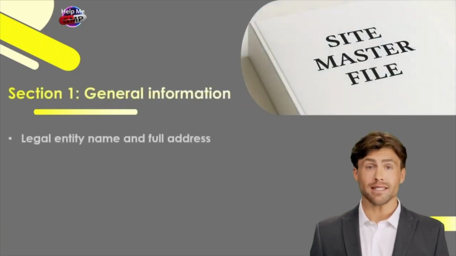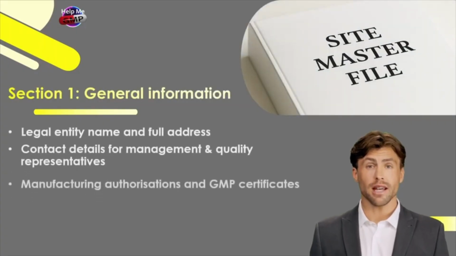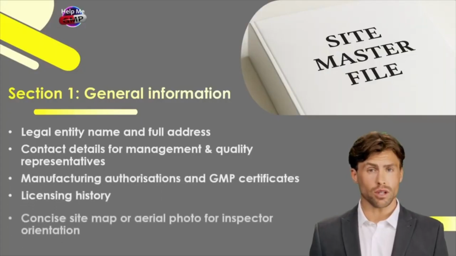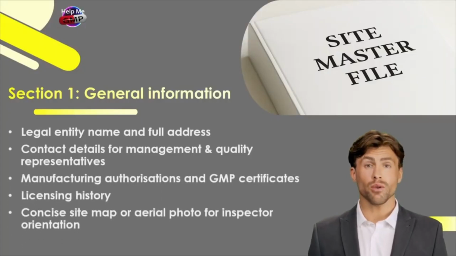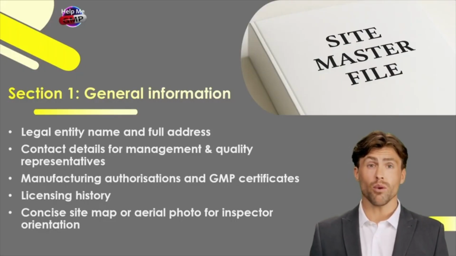Start with the legal entity name, exact address, and contact details for management and quality. Add your manufacturing authorizations, GMP certificates, and licensing history. A concise site map or aerial photo is useful here, so inspectors can orient themselves quickly.